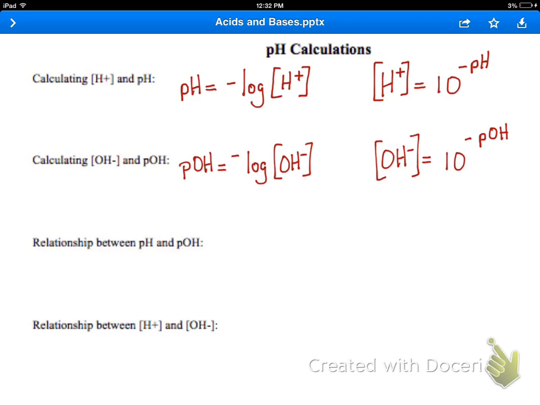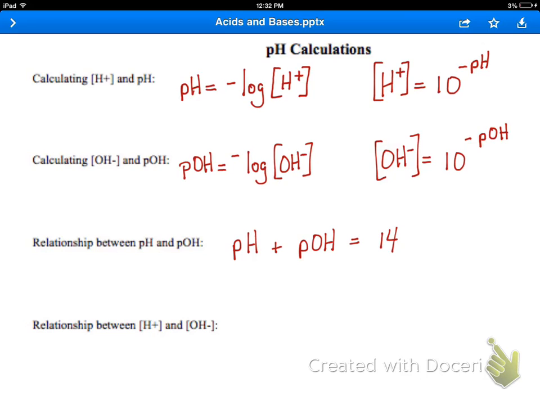These are the same equations, except the pOH is equal to the negative of the log of the hydroxide concentration, and the hydroxide concentration is equal to 10 to the minus pOH, so the inverse log of the negative pOH. So these are both connected exactly the same way, pH and pOH.